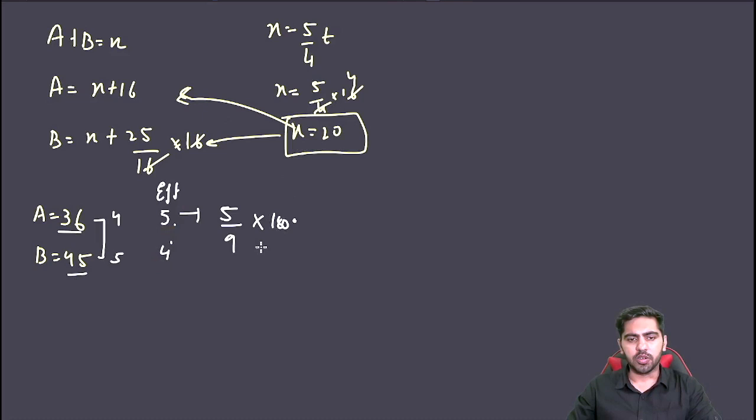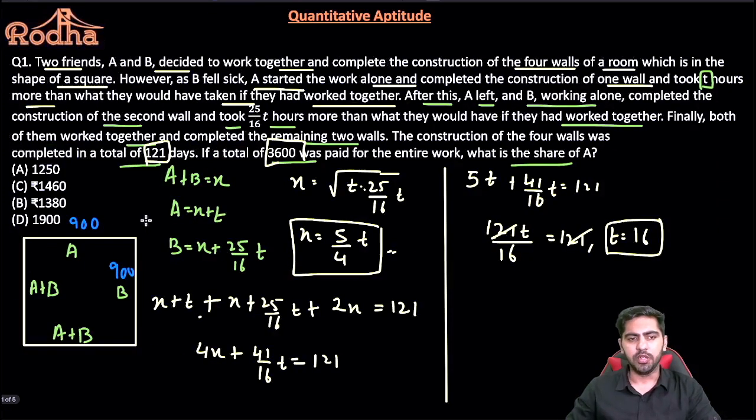So A is going to get, 9 into 200 is 1800, so A will be getting 1000 rupees. That is the extra money that A is getting for the last two walls. So 1000 here and 900 for the first wall makes a total of 1900 rupees for A, and that should be the required answer, right?